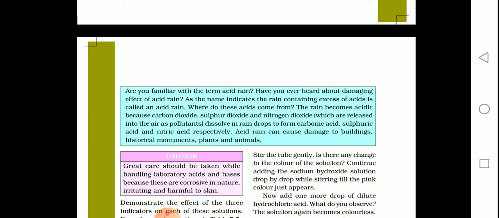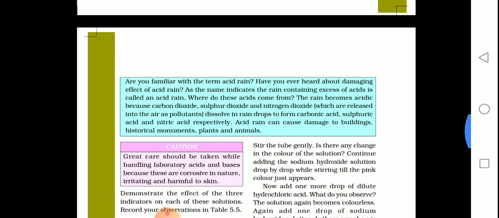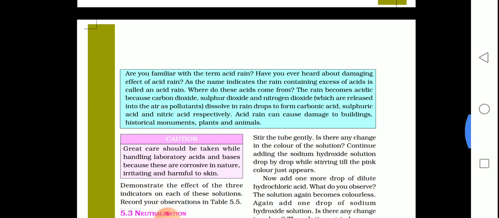Sulfur dioxide and nitrogen dioxide are released into the air as pollutants, dissolve in rainwater, and form carbonic acid, sulfuric acid, and nitric acid. These are all acids. Acid rain causes damage to buildings, historical monuments, plants, and animals. So these greatly affect the environment.